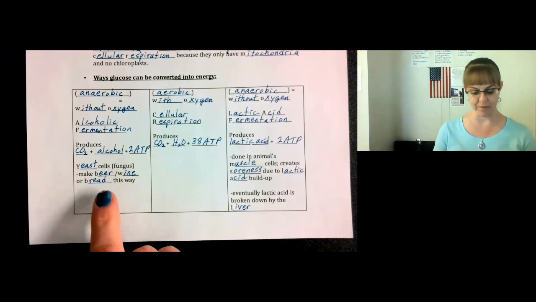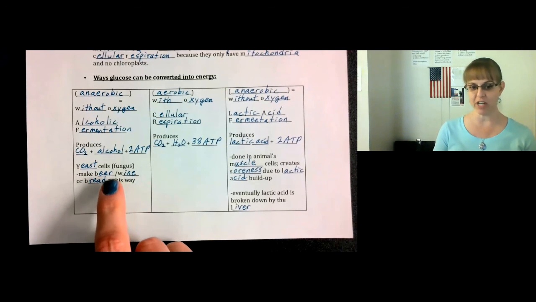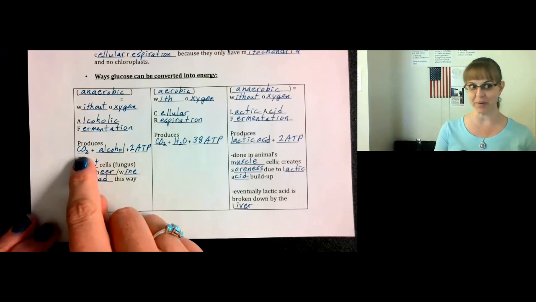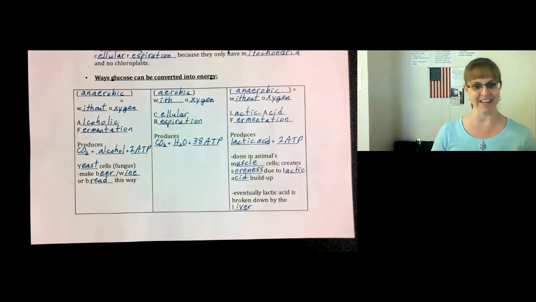Yeast is used to make beer, wine, and bread. And you've probably noticed that beer is carbonated. The CO2 is what causes carbonation. And so when beer is made, it actually self-carbonates. It's not like a soft drink where you have to add the CO2 and force it in there. It makes its own CO2 and carbonates itself, which is really cool.